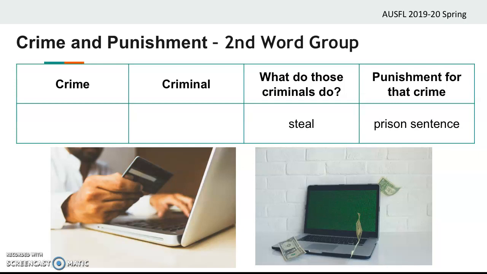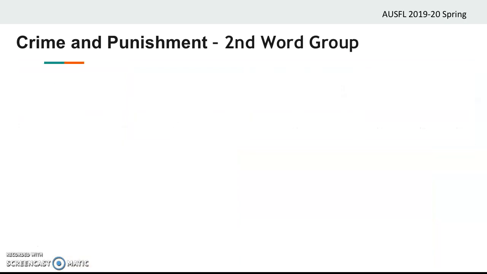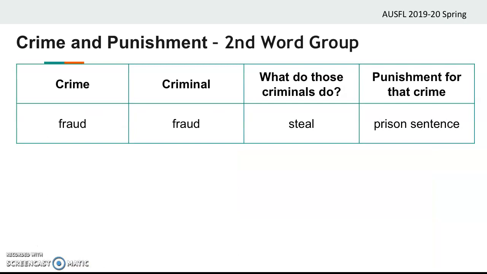We call these crimes fraud. Fraud. And the people committing fraud are also called fraudsters. So in our second group, we have the crime, deceiving people to get money, as fraud. And the person who's committing fraud is a fraudster. And they steal money from you by telling lies.